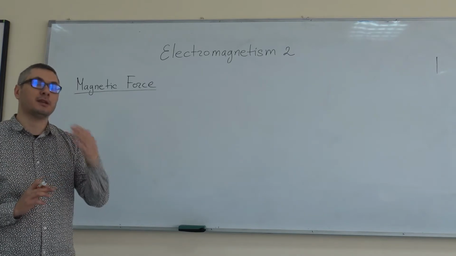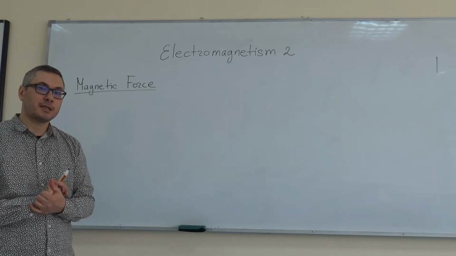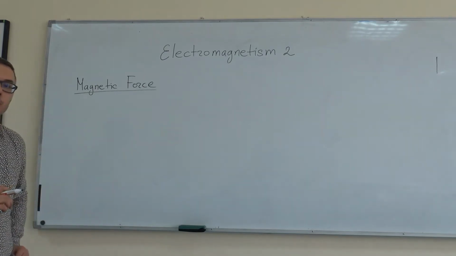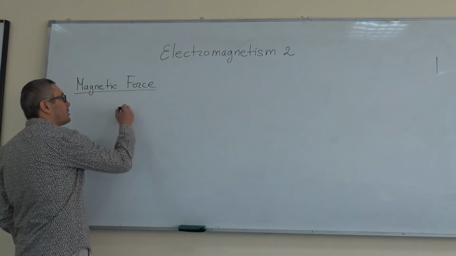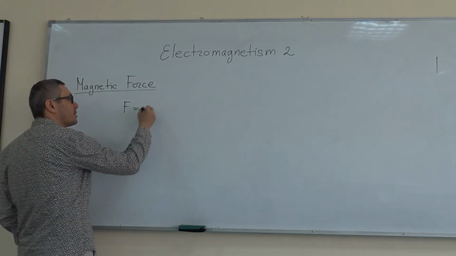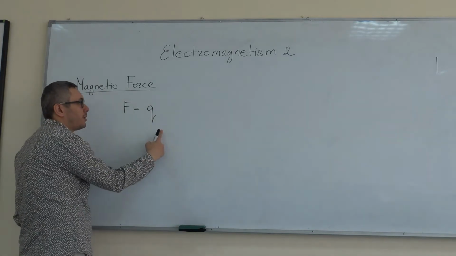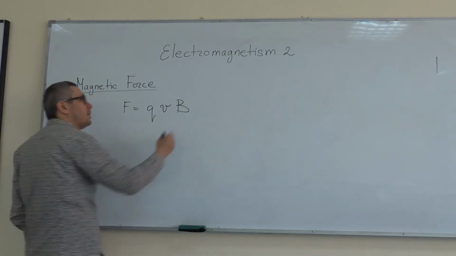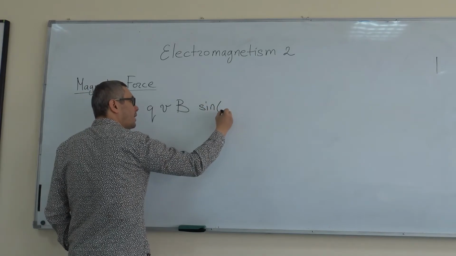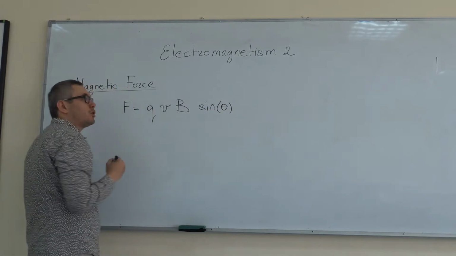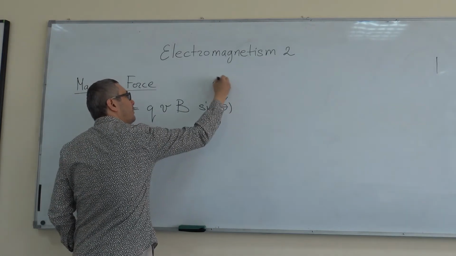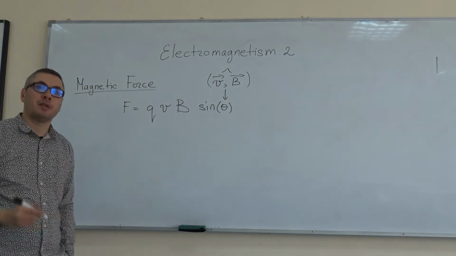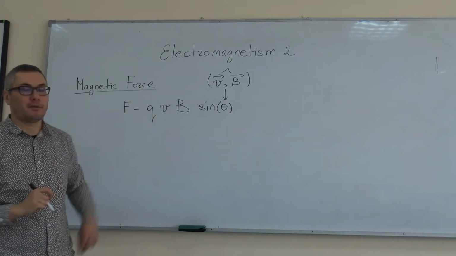It turns out that a charge in a magnetic field will also experience force only if the charge is moving. And the force acting on the charged particle in a magnetic field is given by the Lorentz force, which is Q, the charge of the particle, V, the speed of the particle, B, the strength of the magnetic field, times sine of the angle theta, which is the angle between V and B. So it is the angle between the velocity of the particle and magnetic field B.